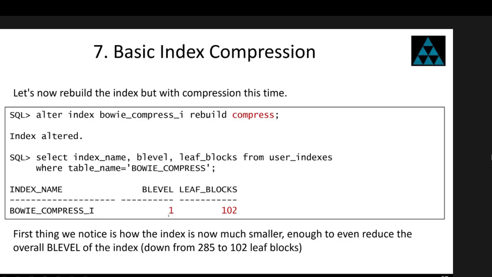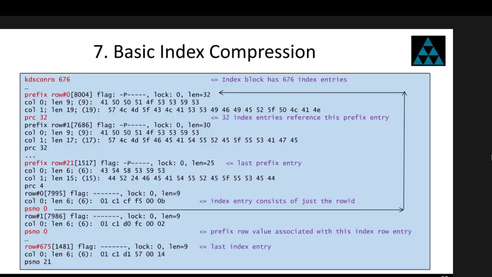Now note, that's actually quite a rare thing to do. I'm not going to suggest that by using basic compression, you're going to reduce your B levels, but it's possible. If you've got an edge case, I could make this substantially smaller and even reduce the height of my index. And the key reason why is I've got this prefix part of my index block now. So this index entry is only stored once.